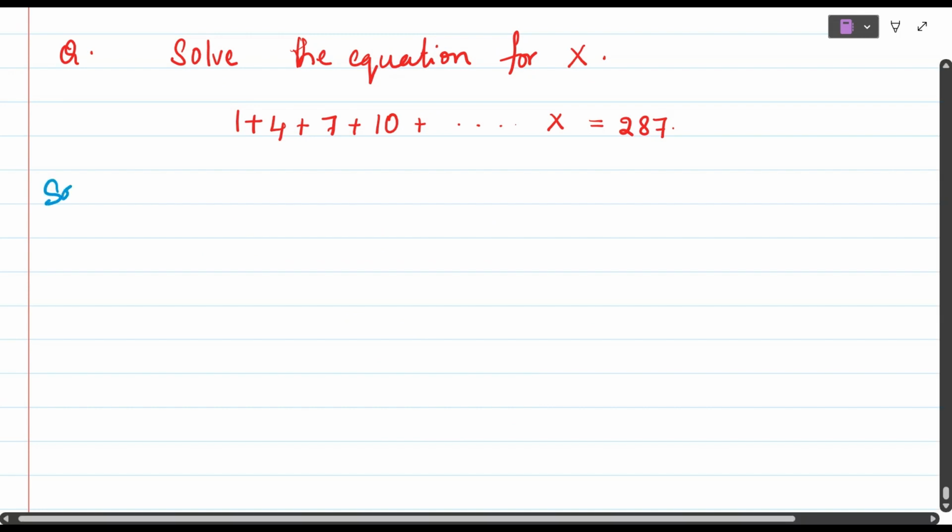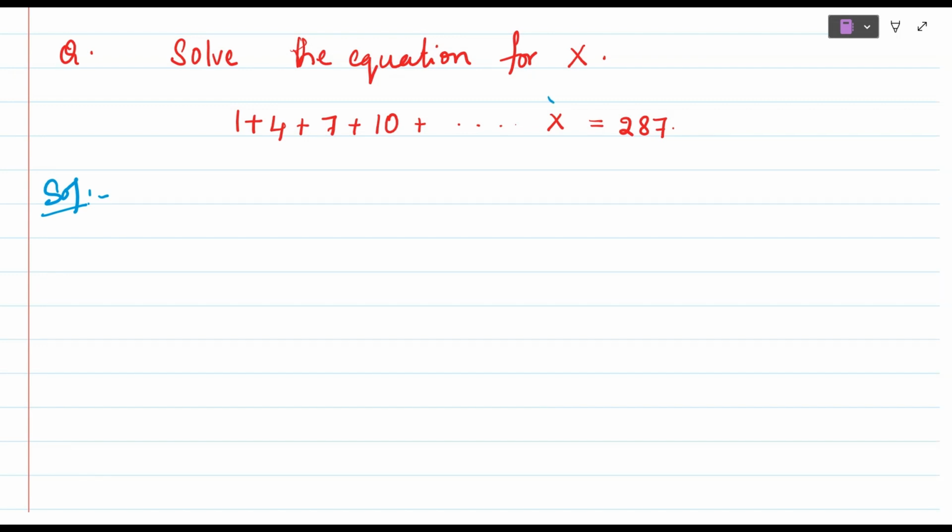Students, the next question is to solve the equation for x. Here they have given one equation and they are asking us to find the value of x. This is like 1 plus 4 plus 7 plus 10 plus so on up to x is equal to 287. If you see here, they have given the sum of n terms. So x terms are there. After adding all these terms, you will get the value 287. So what is n? We don't know. We have to find that.